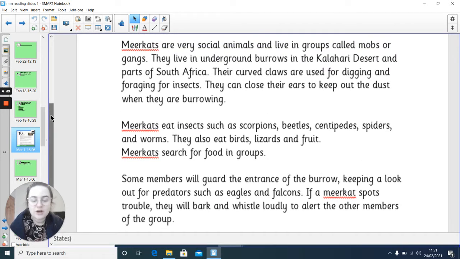Some members will guard the entrance of the burrow, keeping a lookout for predators such as eagles and falcons. If a meerkat spots trouble, they will bark and whistle loudly to alert the other members of the group.